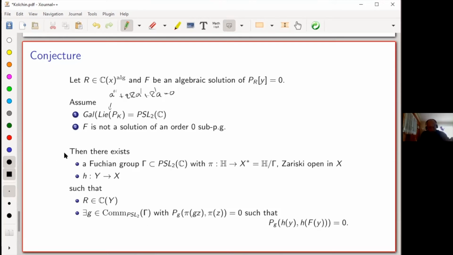Then I want to prove that there exists a function group into PSL2C. In fact, it is in PSL2R. With pi, the quotient map, and the quotient will be a Zariski open subset of some curve. This is an algebraic curve that you can think of as a projective algebraic curve, a compact algebraic curve over C.